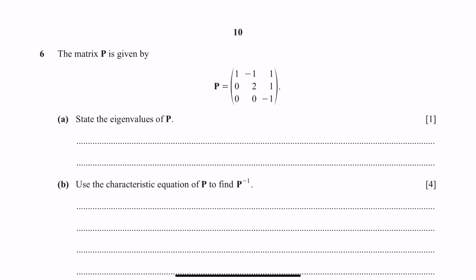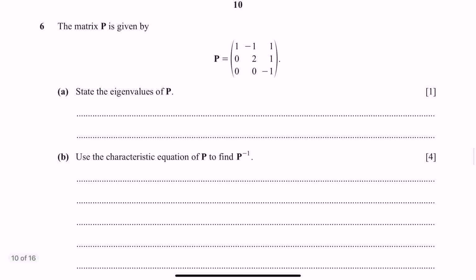For question 6, it's about matrix, and we need to find the eigenvalues of P. If a matrix has the bottom left corner as all zeros, if these three values are zeros, then the eigenvalues of the matrix is basically these three values, 1, 2, and -1. So the eigenvalues, we can just state them: 1, 2, and -1.